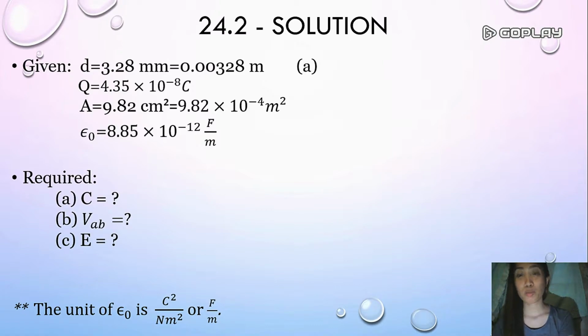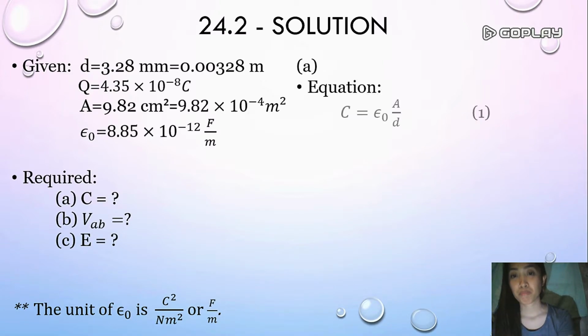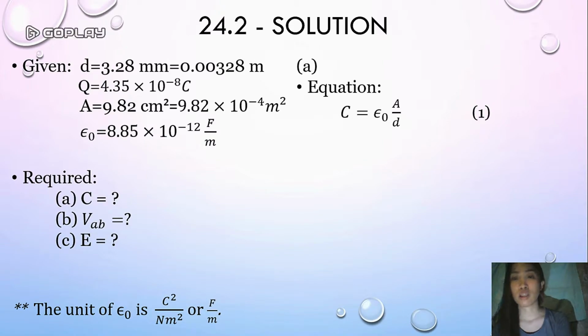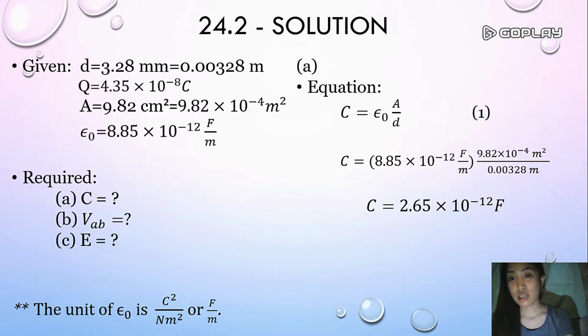So due to the charge on the two parallel plates, there is electrical energy stored between the two plates called the capacitance, where the capacitance depends on the area of the plates, and it is given by the equation C equals epsilon naught A over D, wherein A is the area and D is the distance between the two plates. So then we can now plug the values for D, the electric constant, and A into the equation to get the capacitance in farad. Then we get C equals 2.65 times 10 raised to negative 12 farad.